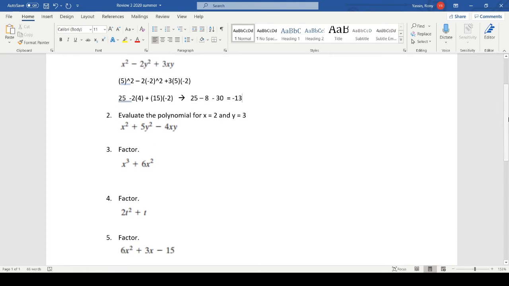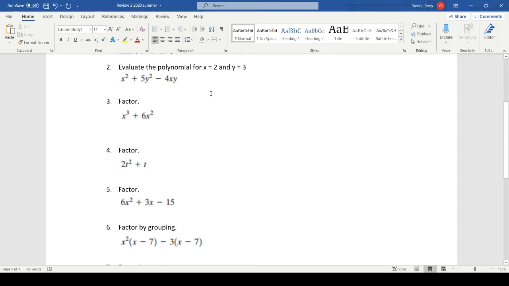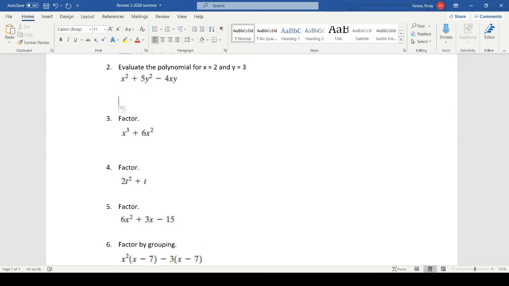Okay. Number 2, this one says to evaluate the polynomial for x equals 2 and y equals positive 3. So same thing as the last problem. All we're doing is taking these values and plugging them in wherever you see the variable. So wherever x is, we're going to put 2. Wherever y is, we're going to put 3. So the first part is x squared, so we're going to put 2 squared plus 5 times y squared, which is 3, so 5 times 3 squared. And then minus 4 times x times y, so minus 4 times 2 times 3.